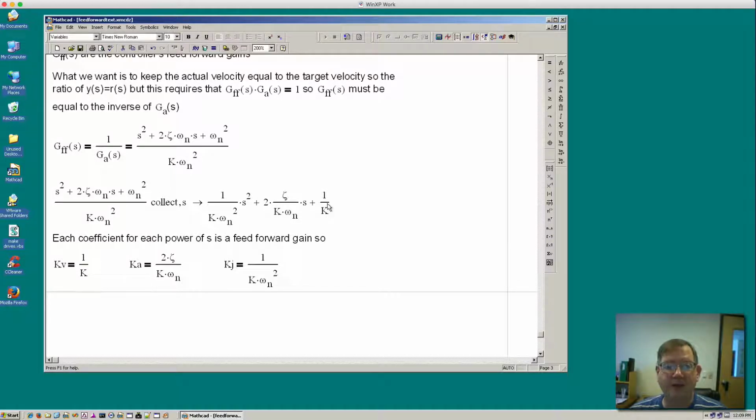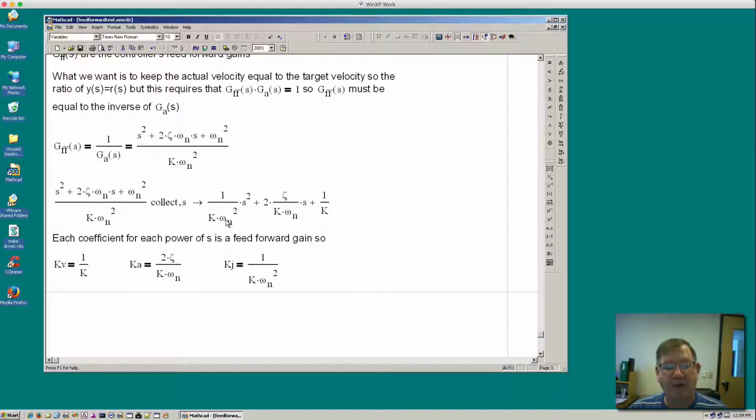This is the velocity feed forward. This is the same as what you had before with the motor. The velocity feed forward is always the inverse of your open loop gain. The acceleration feed forward, you can see, is different. It has the damping factor in it and the natural frequency. And then the jerk feed forward, and yes, there's a jerk feed forward, that is proportional to 1 over the system gain, or the open loop gain, times the natural frequency squared.